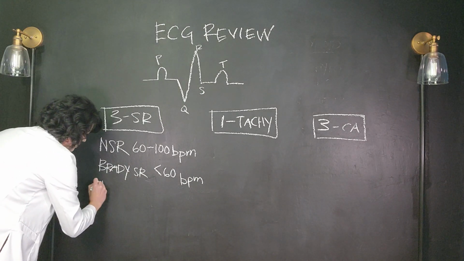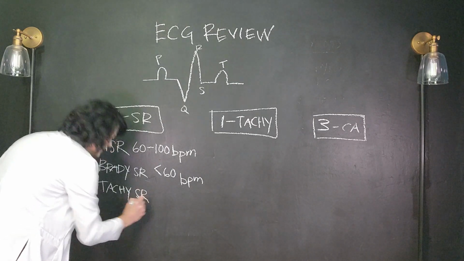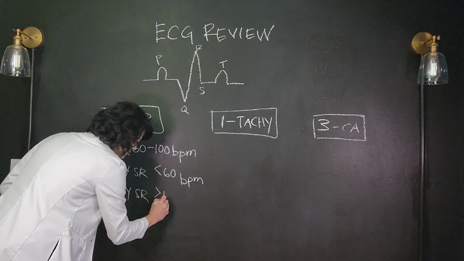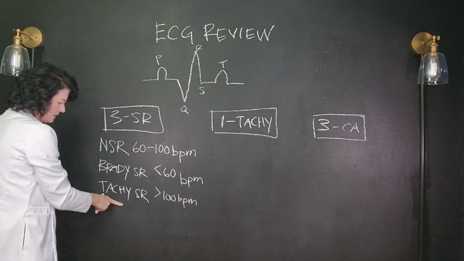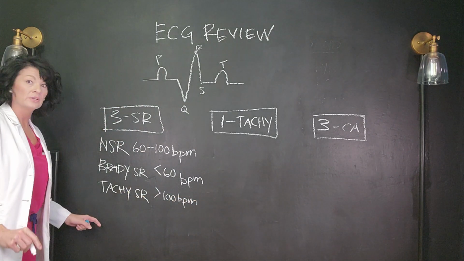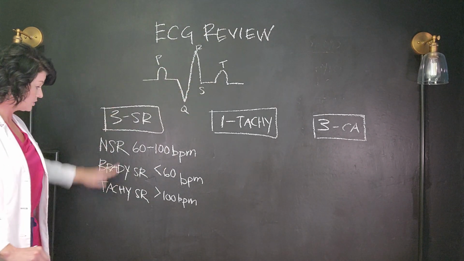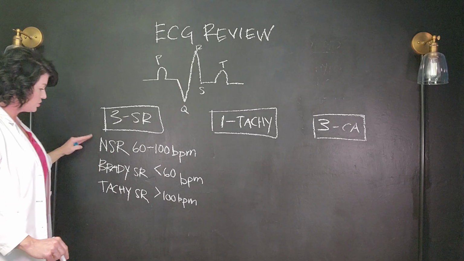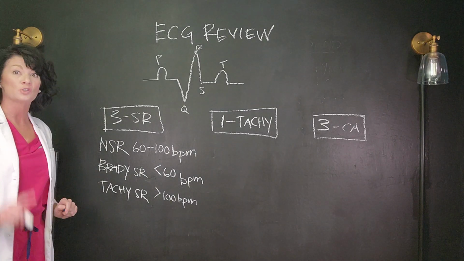We also have our tachy sinus rhythm. For a tachy sinus rhythm, it is greater than 100 beats per minute. So again, even though it is over 100, it will still have the P wave, the QRS complex, and the T wave. Okay, so all of these are going to have this, it just determines if it's Brady, tachy, or normal, depending on the beats per minute.